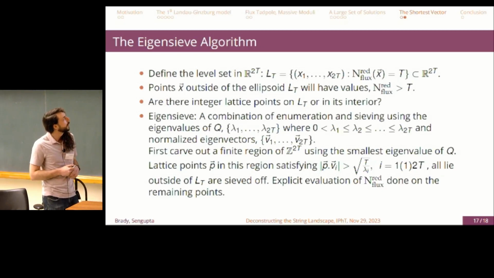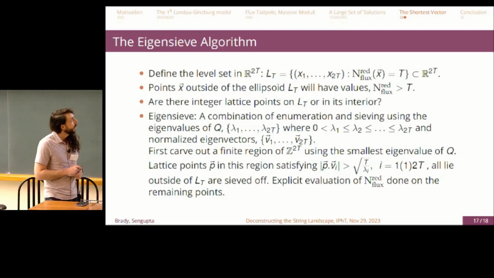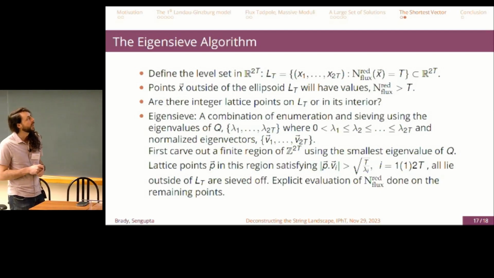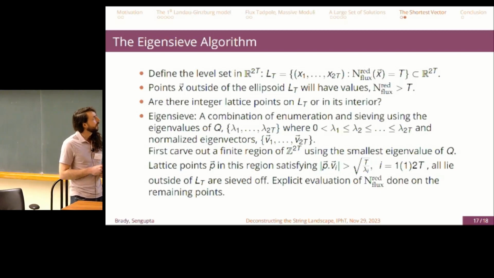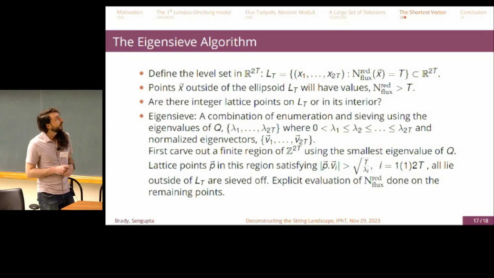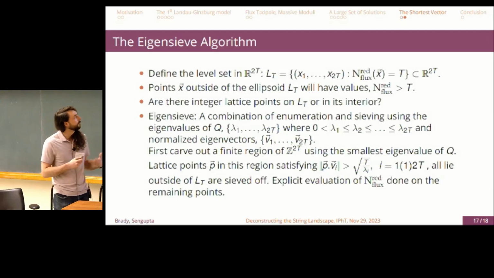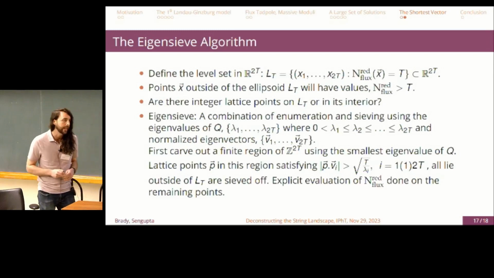So we define the level set. Now I'm going to describe this algorithm, which helped us do that. So we define a level set in R^2T, which is this. Points that lie outside of this ellipsoid will have guaranteed values that are larger than our t-bound. So the question we ask is: are there integer lattice points on L_T or in its interior? We call this procedure the eigensieve method, an algorithm. And it's really just a combination of enumeration and sieving techniques.